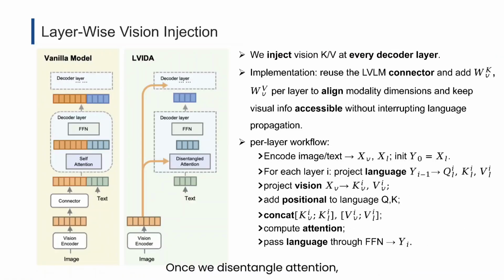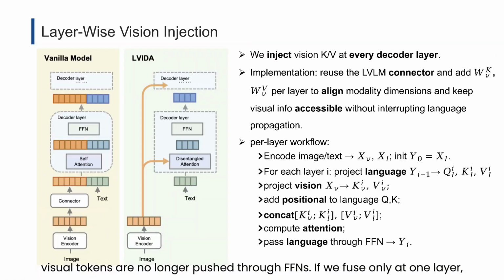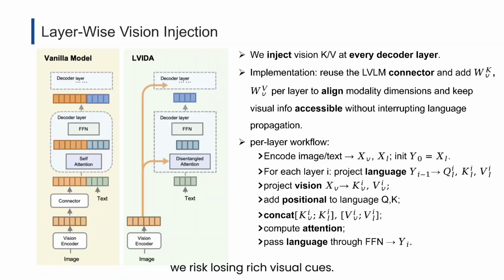Once we disentangle attention, visual tokens are no longer pushed through FFNs. If we fuse only at one layer, we risk losing rich visual cues. So we inject vision keys and values at every decoder layer. Practically, we reuse the existing LVLM connector and introduce projection matrices to align dimensions. Algorithm 1 shows the loop for each layer. We project language and vision separately, add positional embeddings to language, concatenate the key value sets, run attention from language queries, and then pass the language sequence through the FFN. This preserves visual accessibility across depth, without expensive visual FFN propagation.